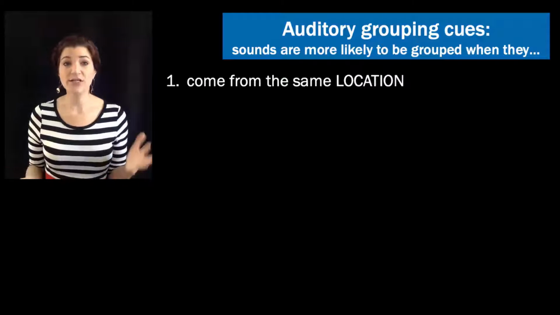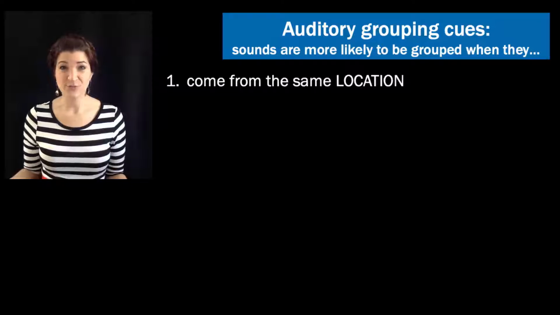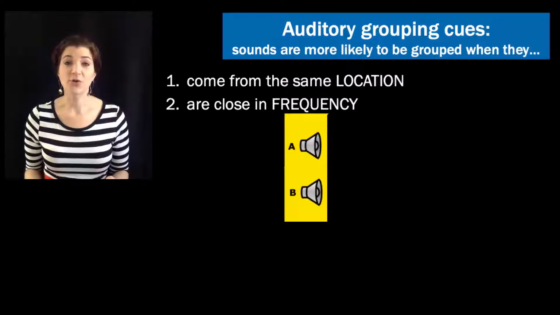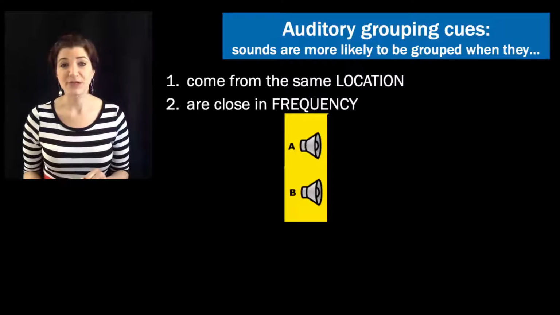Okay, so our goal here is figuring out what things come from the same sources. And one really good clue that things are coming from the same sources is that they're coming from the same location, right? We don't ever hear an instrument that is coming from multiple places simultaneously. Another good clue that things are coming from the same source is that they are close together in frequency.